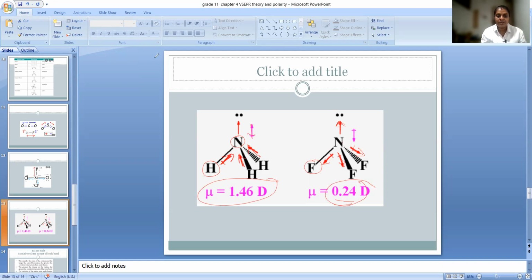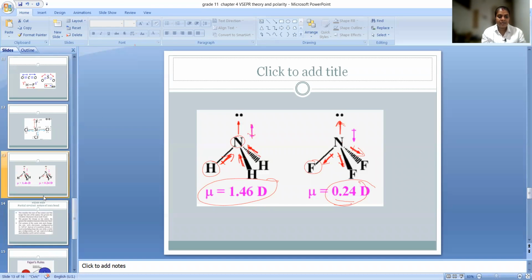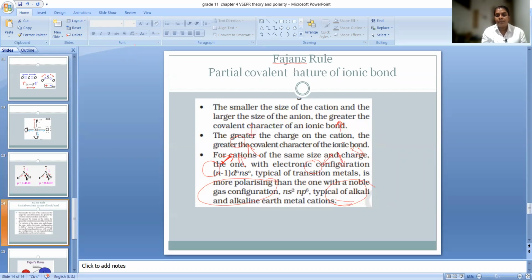Now let us see another case: partial covalent nature. So far we were discussing that a covalent bond has some ionic character because of the difference in electronegativity. So far we discussed the HCl molecule and carbon dioxide. We know that all these are covalent bonds, but there is a difference in electronegativity between the atoms, so they will get a partial positive and partial negative charge.